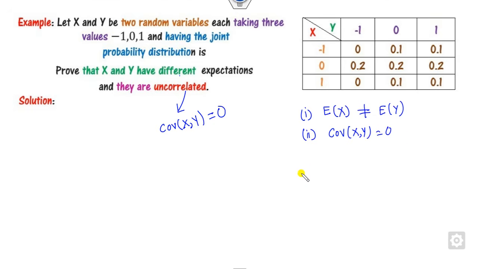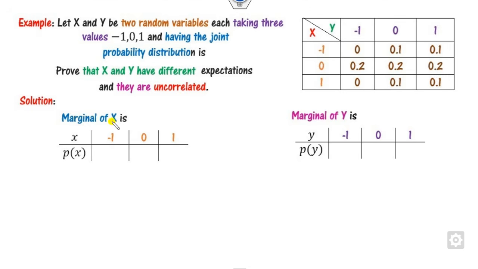So we will start with step number 1. That is, you have to find the marginal of x and the marginal of y. So x consists of these three values, so I have written these three values here. Similarly, y consists of -1, 0 and 1, so that's why it is written here. How do you find the marginal of x? So remember what the definition is: the collection of all those y's of the joint density function.